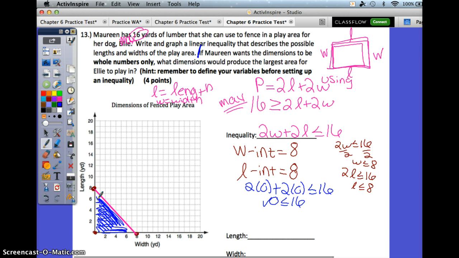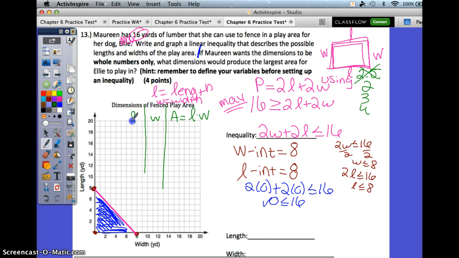Now that we've done the first part, we can take a look at the second part, the word problem. It says, if Maureen wants the dimensions to be whole numbers only, what that means is she does not want a length that's 2.5. She wants 2, 3, 4, something like that. What dimensions would produce the largest area? So we know we have length, we have width, and area equals length times width.